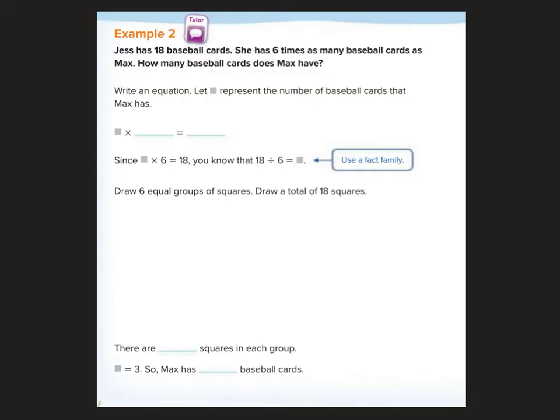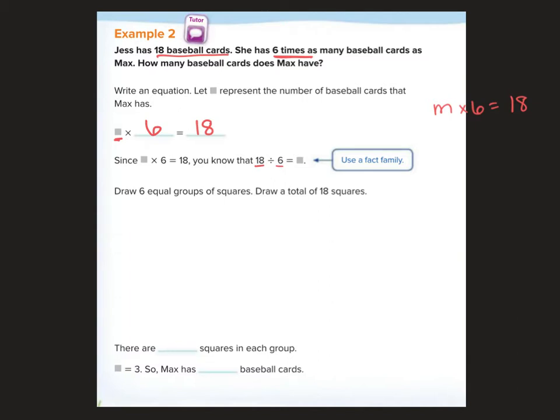All right, let's do another one. Jess has 18 baseball cards. She has 6 times as many baseball cards as Max. So if I take Max times 6, that's going to equal Jess, which is 18. So we have our unknown times 6, because she has 6 times as many, equals 18. So what times 6 equals 18? So I could do 18 divided by 6.